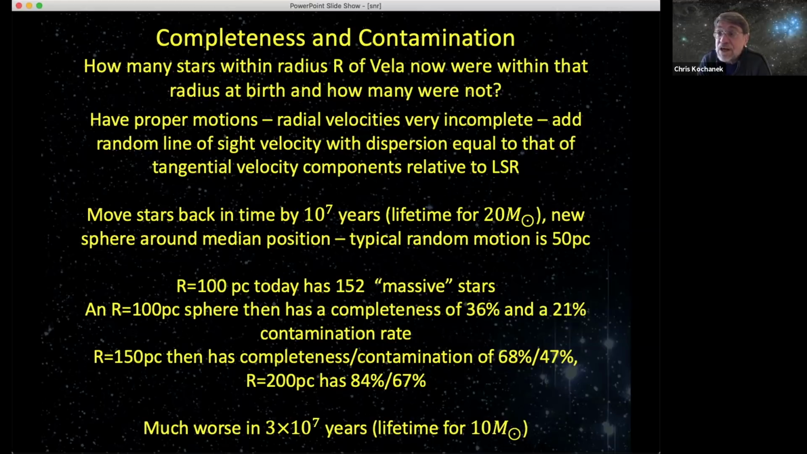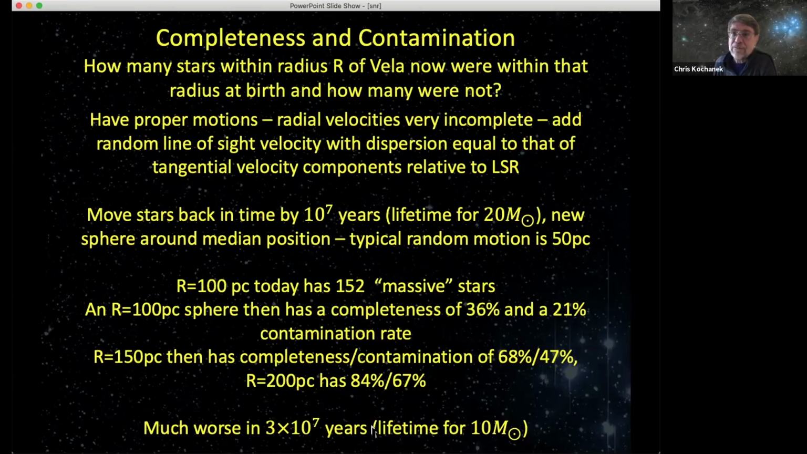If you increase the size of the sphere at the back time, so essentially in the forward direction, if I analyze a bigger and bigger region, I will include more of the stars which were originally within 100 parsecs of Vela, but my contamination goes up. If you go to 150 parsecs, I now have 2/3 of the stars that were within 100 parsecs, but half of the stars are interlopers. When I go to 200 parsecs, I can encompass 84% of the stars, but 2/3 of them are interlopers. And this is all for 10 million years.